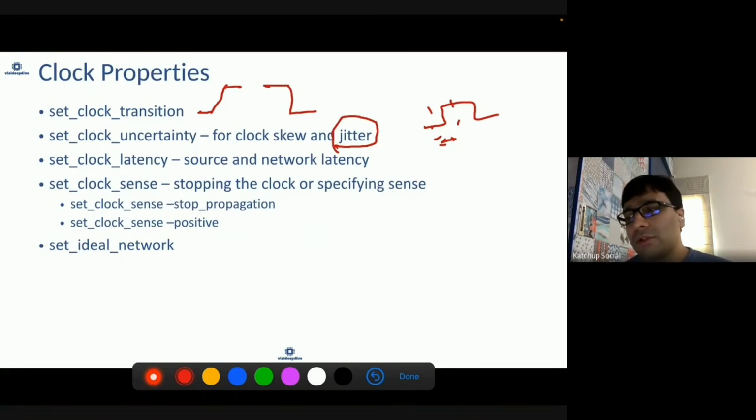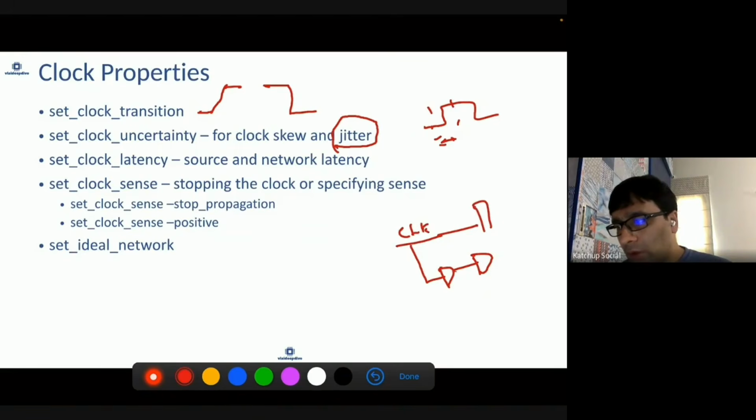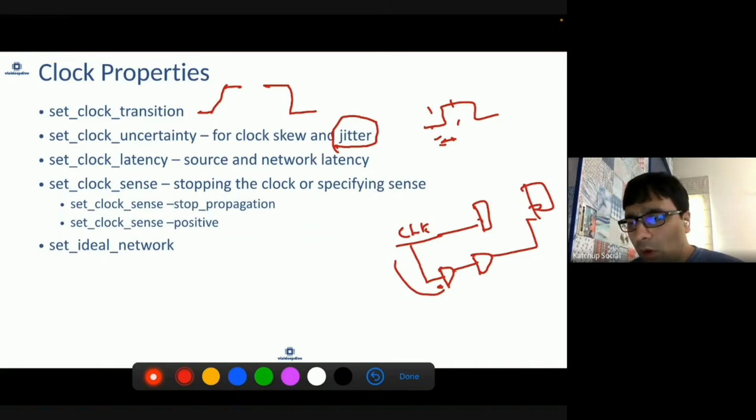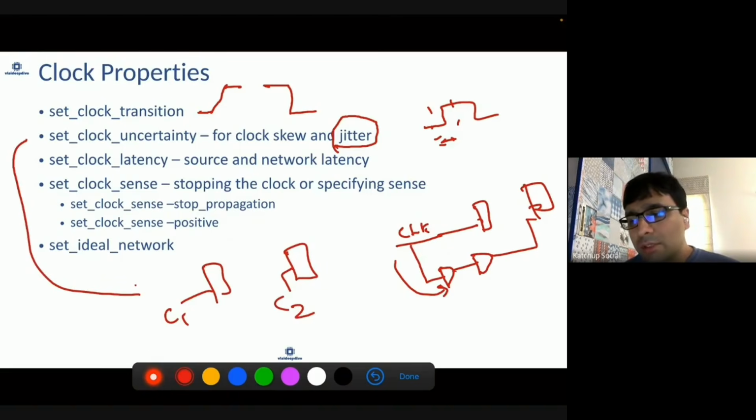Or you can tell the skew between two clocks, that if the clocks are on different paths from the same clock, between launch and capture, what can be the maximum and minimum skew, or between two clocks. Let's say you have clock 1 and clock 2 here. You can tell what is the uncertainty or skew between these two clocks.